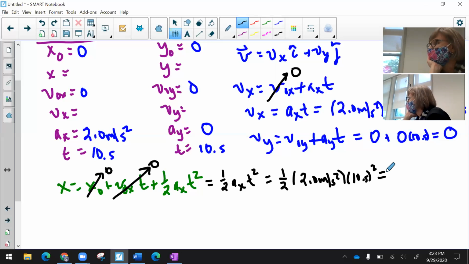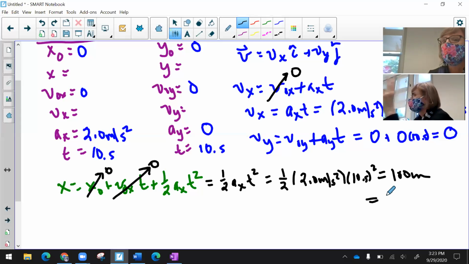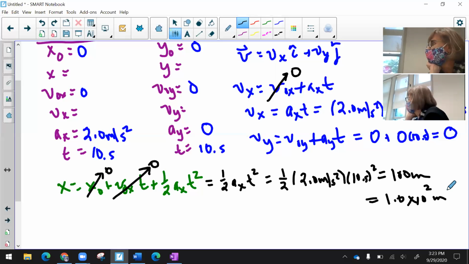How far do we go under the power of the motor? 100 meters. How many sig figs does that 100 meters have? 2. Okay, so I could write it as 1.0 times 10 squared meters, and then it would be abundantly clear that I have 2 sig figs.